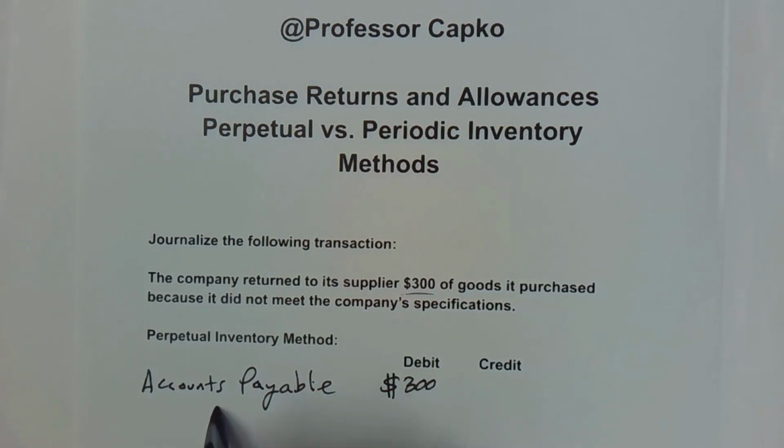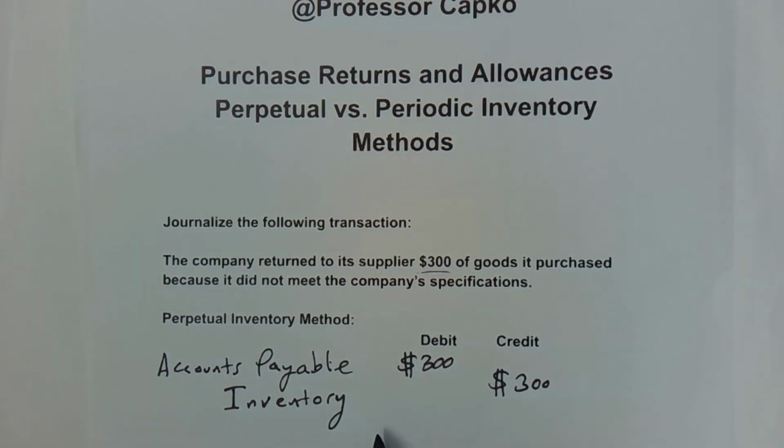We're going to credit inventory for that same $300 because we're going to take it out of inventory, which is an asset account, which normally would be increased by debits. So we're going to decrease the asset account by crediting it because we don't have that anymore. And remember, we're talking about the purchase price that the company paid for the inventory. We're not talking about the sales price that they would be selling it to their customers. And now you have fully accounted for the purchase return and allowance in the perpetual inventory method.